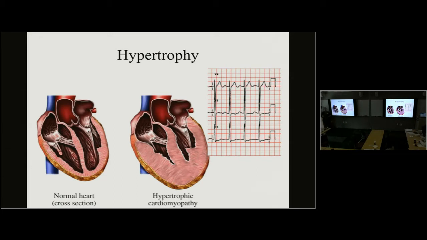The point is that when we look at our 12-lead EKG, this is another thing that we're looking for, and you can't really get that information from a rhythm strip. You really need that global look at the electrical system to be able to tell that.